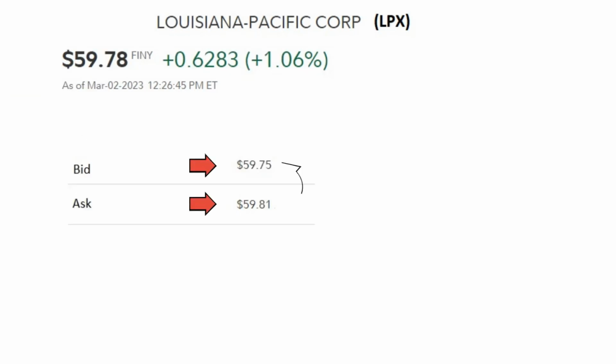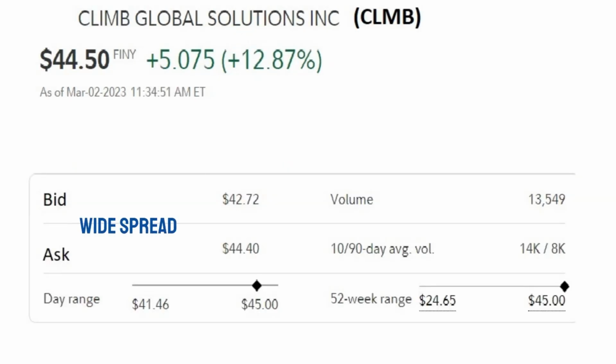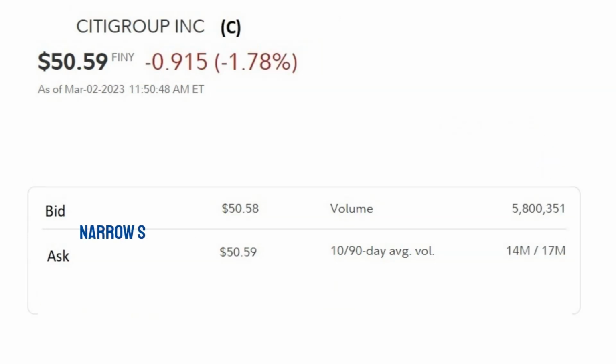The difference between the bid price and the ask price is called the spread. Stocks with a wide spread are typically less liquid than those with a narrow spread. A wide spread means a stock is not being actively traded, there is a small volume of supply and demand, and it is highly volatile. A narrow spread means a stock is being actively traded with high volume and greater liquidity.